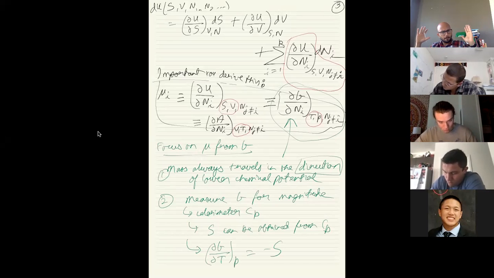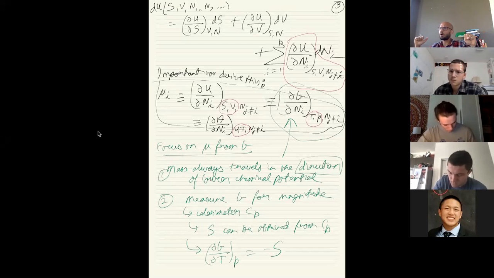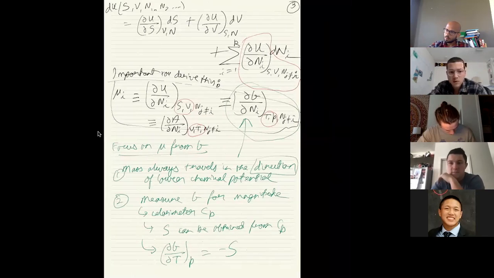Now, that's the second point here. The first point, however, is more important: mass travels in the direction of lower chemical potential. That's something you should not forget. You can quickly say whether the chemical potential is lower or higher just by seeing the direction of mass transfer. And you might see that some oxygen is traveling in one direction and nitrogen is traveling in another direction. So you can see that the chemical potentials are different for them. And so that's my answer. Okay, does it help? Yep, thank you.